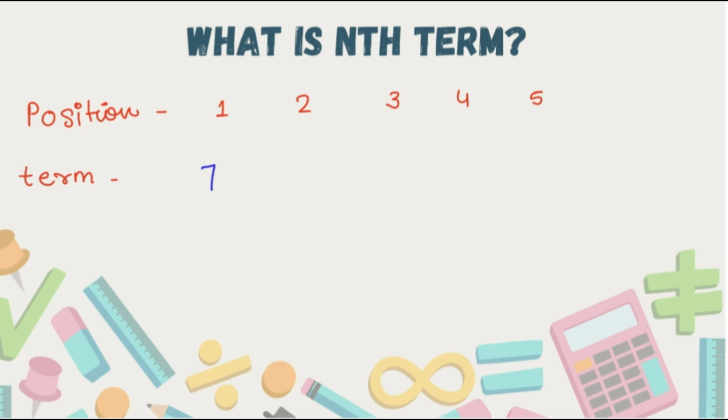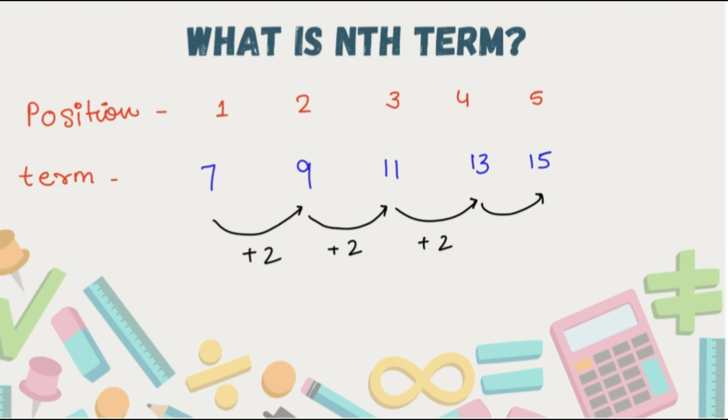Let us take the next sequence: 7, 9, 11, 13, and 15. Can you tell me what the common difference is between them all? It is, yes, positive 2. So what is the nth term? The nth term over here is 2n plus 5.